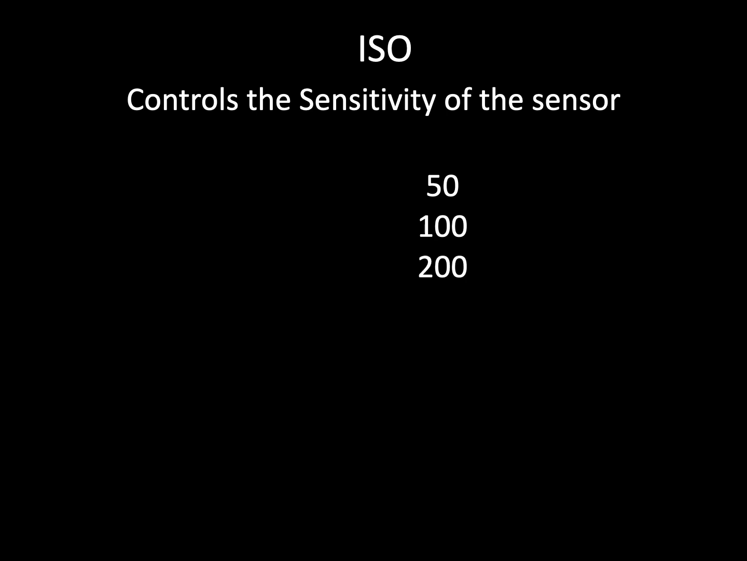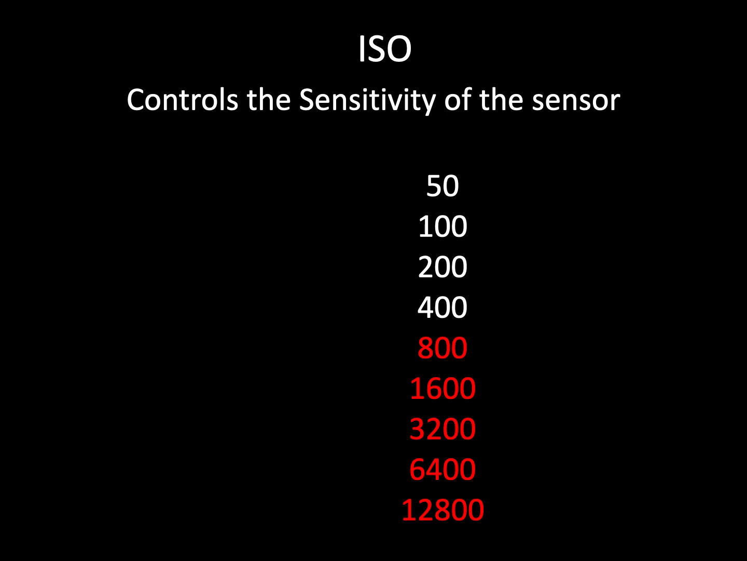The next incremental change is 200, and again you're doubling it, then 400, and so on, 800, 1600, 3200, and so on. Now I've shown the higher value ISOs in red because there's a bit of a problem that comes with pushing the ISO too high. It does allow you to shoot in a slightly darker environment, but it comes at a cost. We'll look at that in a second.